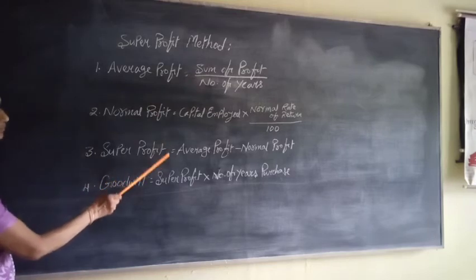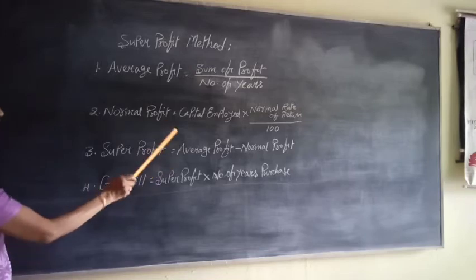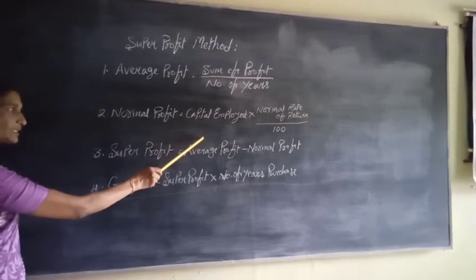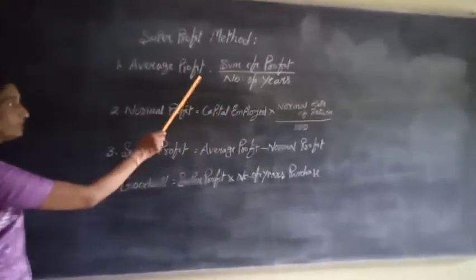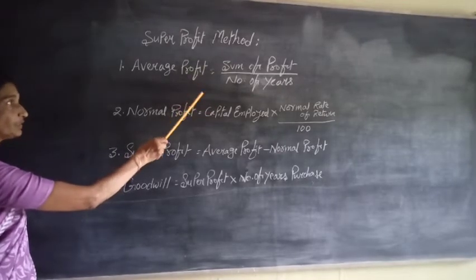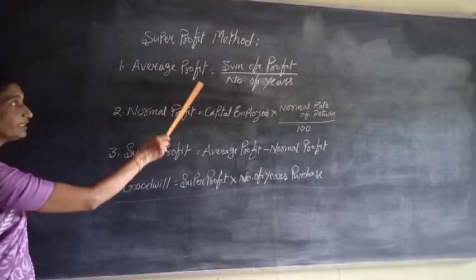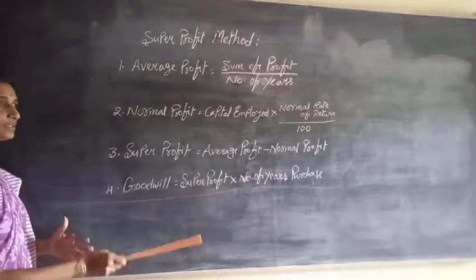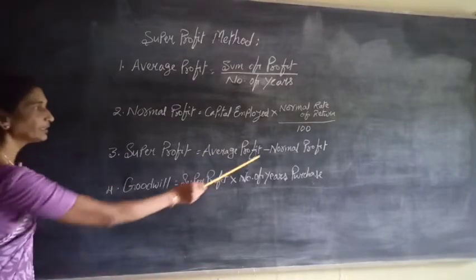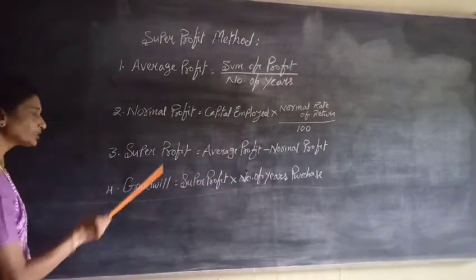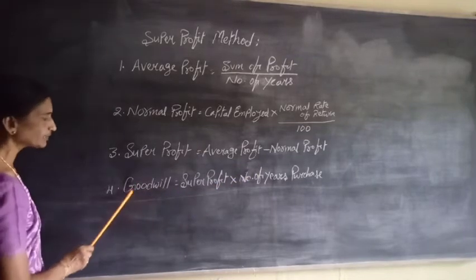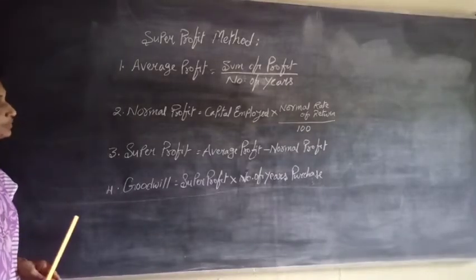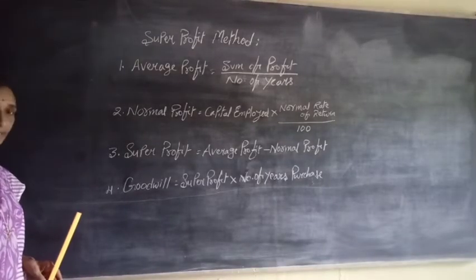Super profit is over and above the normal profit. The average profit minus normal profit. Means the other businessman in this type of business is earning this much, and the firm for which we are calculating the goodwill is earning average profit. The difference between these two is the super profit. Means in this type of business, this businessman is earning more than the other businessman by this much, and that super profit is multiplied by number of years purchase to get the value of goodwill. These are the 4 steps that we go for to value the goodwill of the firm.